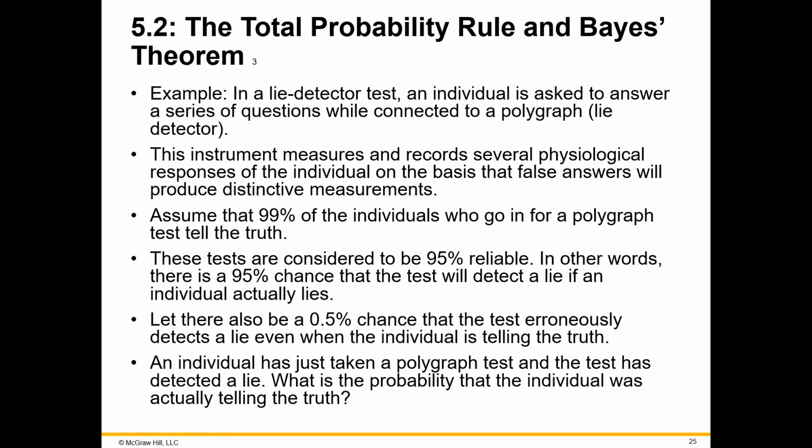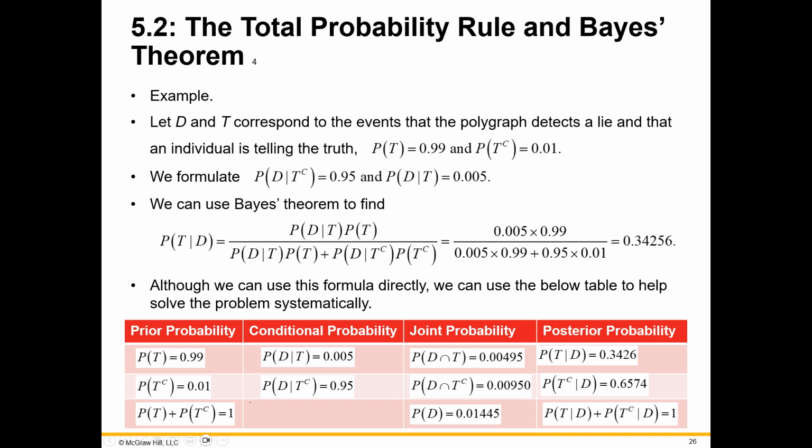they're lying. So if an individual has taken the polygraph test and the test detected a lie, what's the probability in this case that they were actually telling the truth when the test said that they were telling a lie? Well, let's go through and figure this out. Let's set up our probabilities.